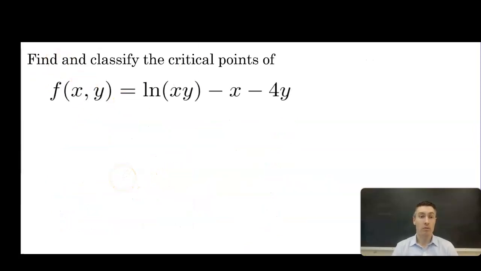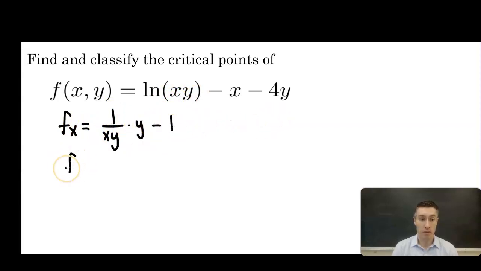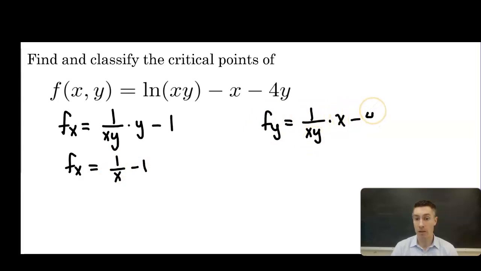So our next example is natural log of xy minus x minus 4y. So this function now incorporates a natural log function. So let's see how that changes things. So we start with our first order partials. So 1 over xy, partial with respect to x is y, minus 1. So cleaning that up, 1 over x minus 1. And then partial with respect to y is 1 over xy times x minus 4. Cleaning that up, 1 over y minus 4.